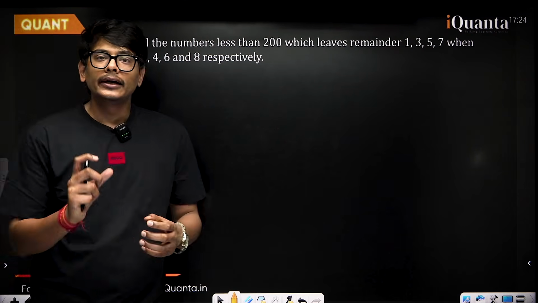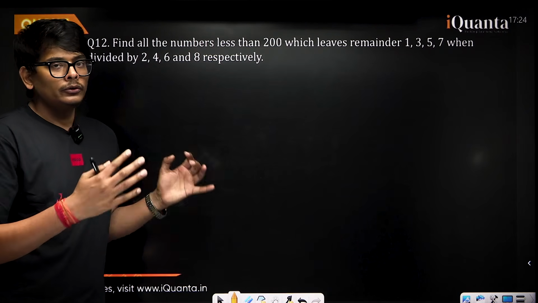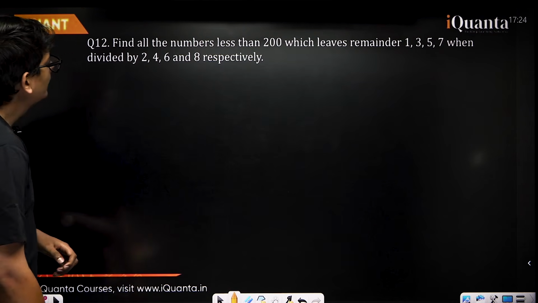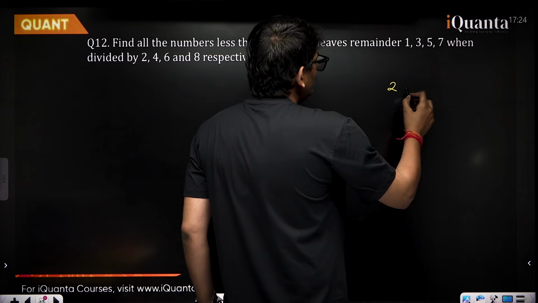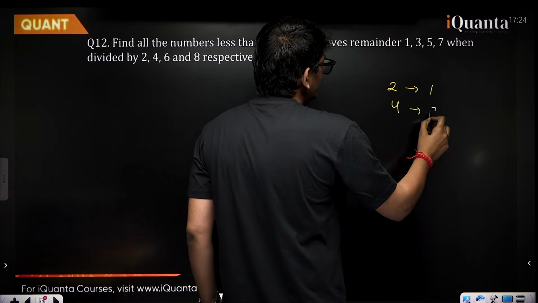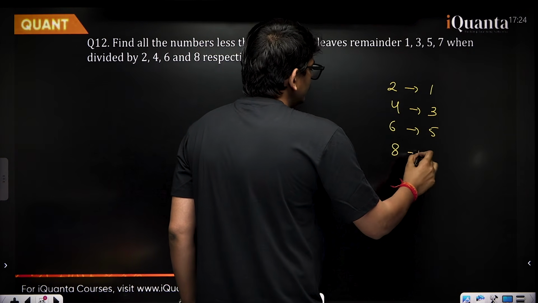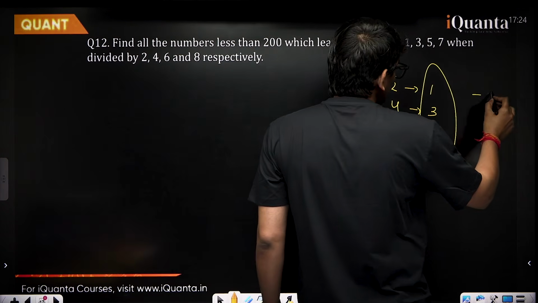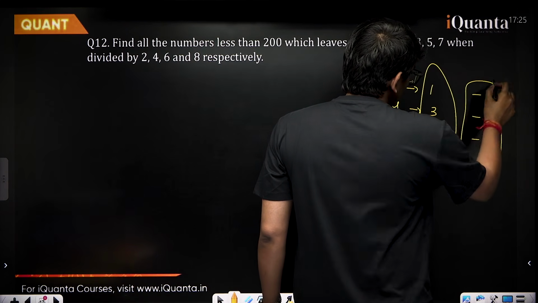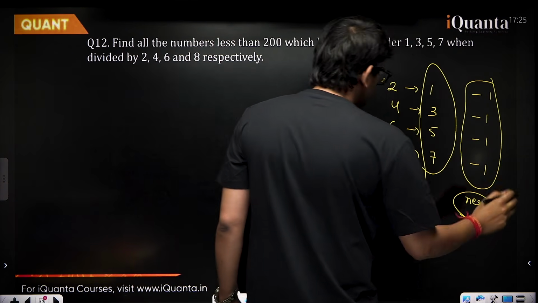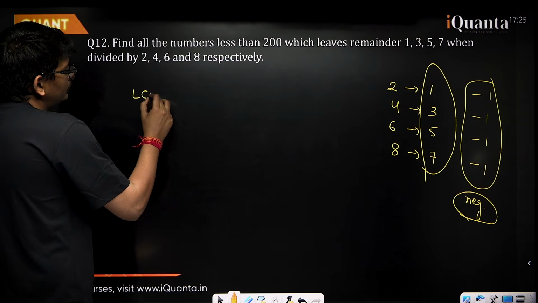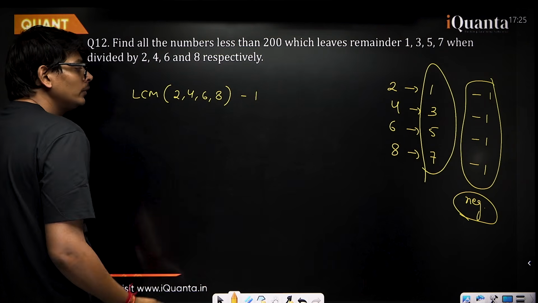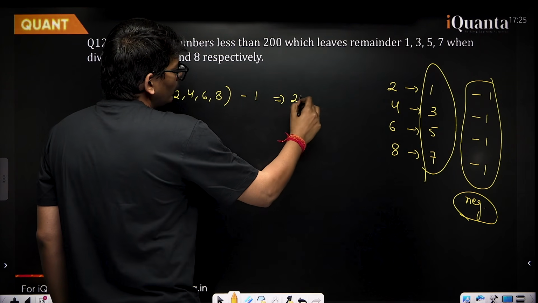Now, this is a little bit difficult question. I would ask everyone to pause the video and try to solve this question and kindly mention if you get it correct. So this time we are dividing by 2, 4, 6, 8, and we are getting remainders 1, 3, 5, 7. So the positive remainders are different. So what do we have to do? We have to go to the negative remainder. -1, -1, -1, -1. This is negative. So LCM of 2, 4, 6, 8 minus 1. That will give you the least number. 24 minus 1, 23.